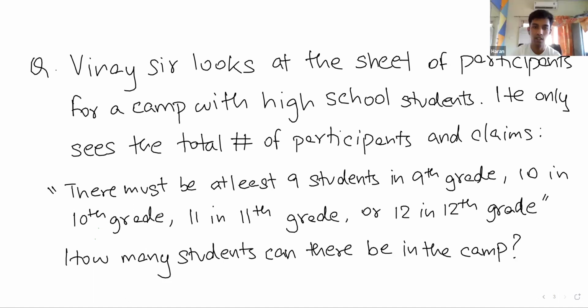So note that he only knows the total number of participants. That's all he knows, and he's able to claim, without knowing any other statistics, that this claim, at least 9 in class 9, or at least 10 in class 10, or 11 or 12, is true. He's able to precisely claim that this is true. So how many students could there be in the camp?